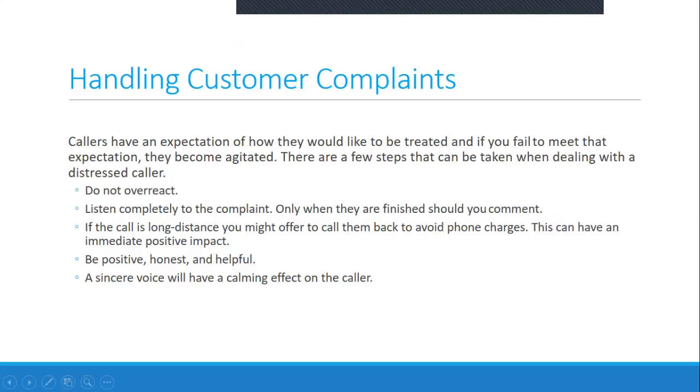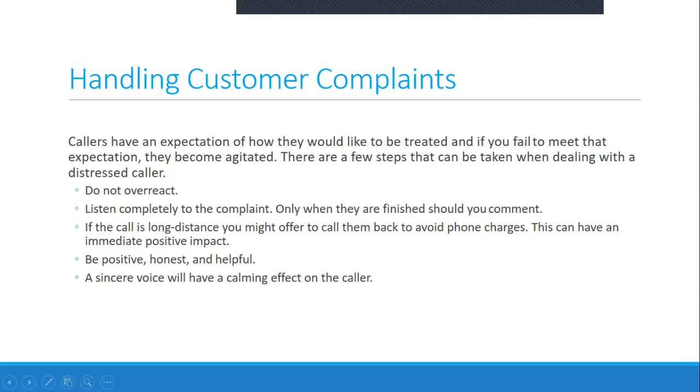Right? So there's an expectation of the customers. They are already upset over something and they expect to be treated very well. They expect that their complaint will be taken seriously and that a solution would be given. That is the expectation of the customers. So if you fail to meet that expectation, they become agitated, right? So try to meet the customer's expectation and try to handle a customer complaint very well.